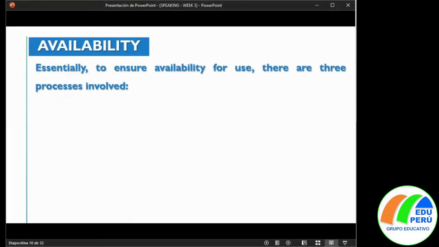Essentially, to ensure availability for use, there are three processes involved. Notice, to use this information that we have in our mind, in our brain, we need to have three processes to ensure availability. So it means to make sure that you can use this information when you want to talk. All right? So what are these three processes? Notice.